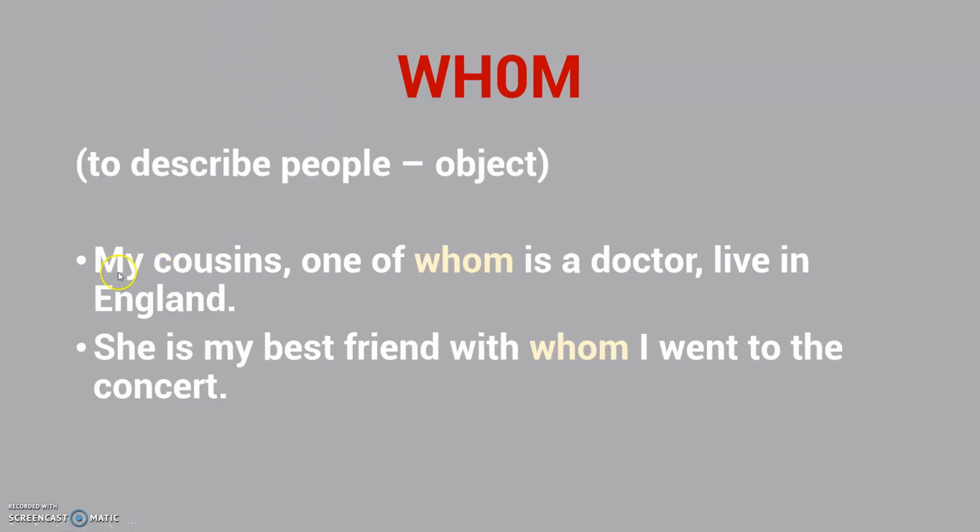For example, my cousins, one of whom is a doctor, live in England. Right? We have the preposition of, and after that we have whom. If we say one of who, then that is incorrect. Okay? After a preposition, remember to use whom. Another example is, she is my best friend with whom I went to the concert. We have the preposition with, so after that we're gonna have whom, never who.